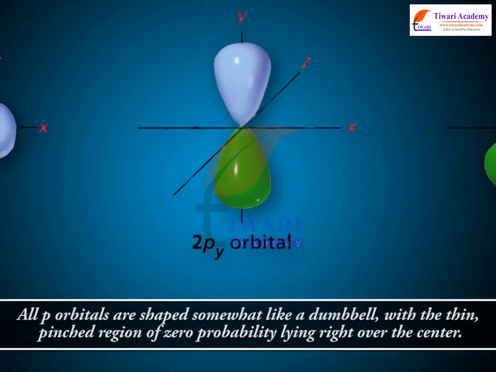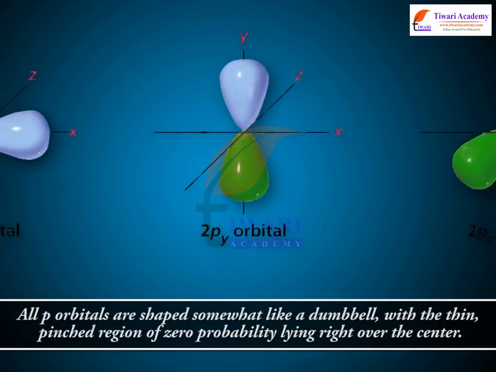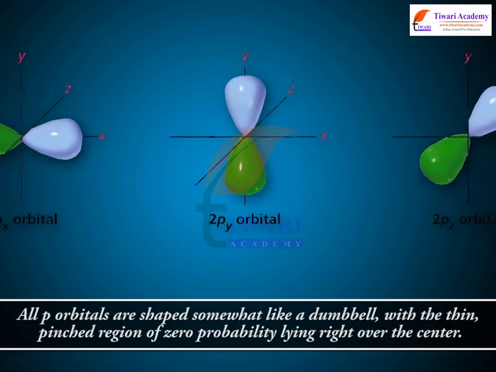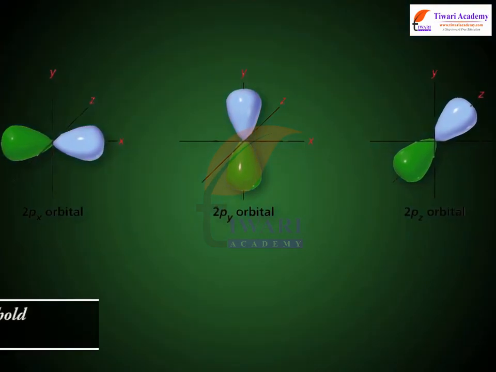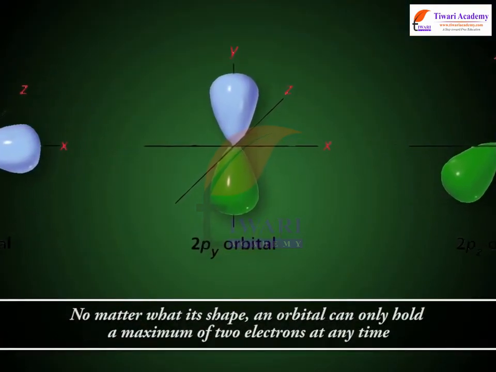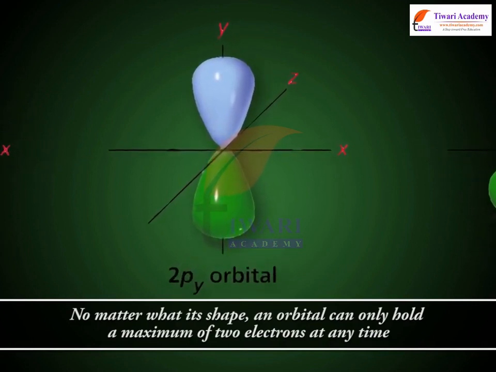All p orbitals are shaped somewhat like a dumbbell, with the thin, pinched region of zero probability lying right over the center. No matter what its shape, an orbital can only hold a maximum of 2 electrons at any time.